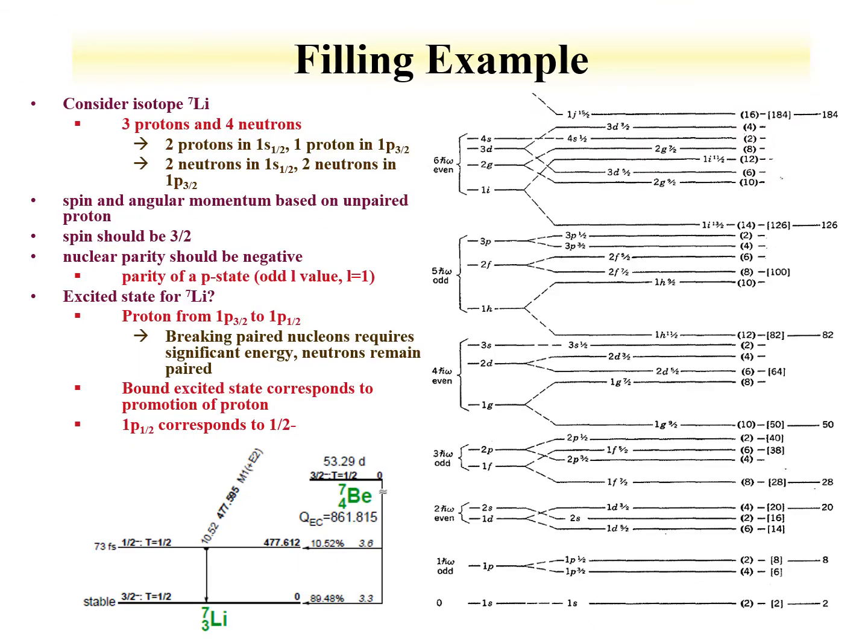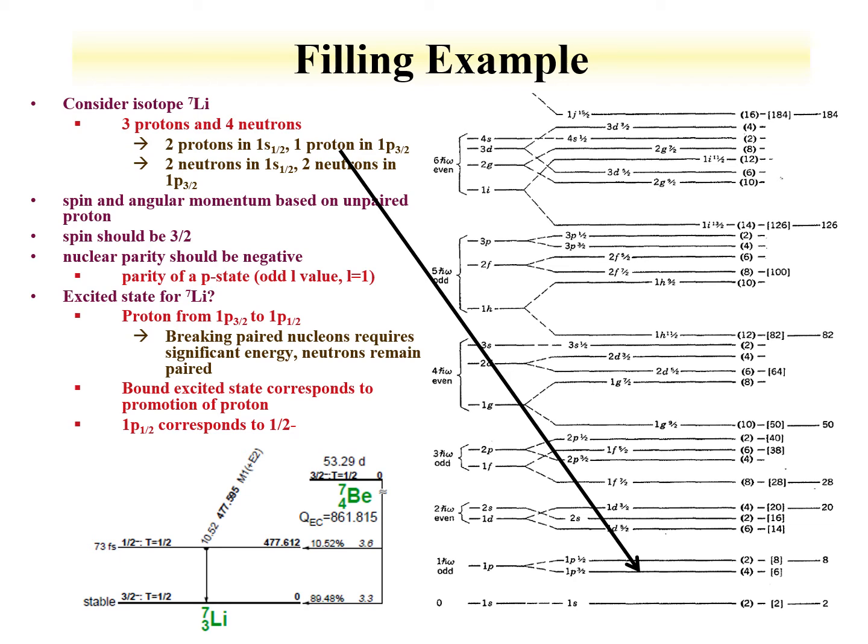Let's consider lithium 7. 3 protons, 4 neutrons. The proton number is odd, so the odd proton is going to define the behavior of the nucleus. And we see that this one unpaired proton, the third proton, lives in this 1p 3/2 level, right? Because I can put two protons here, the third one is here.